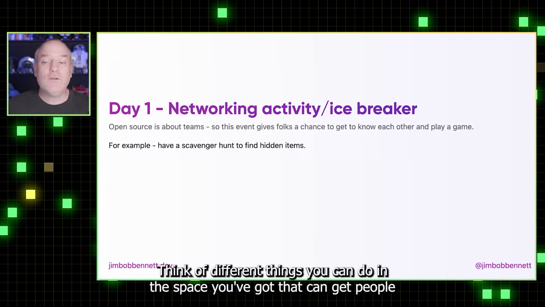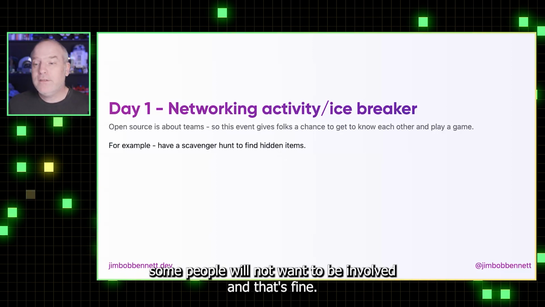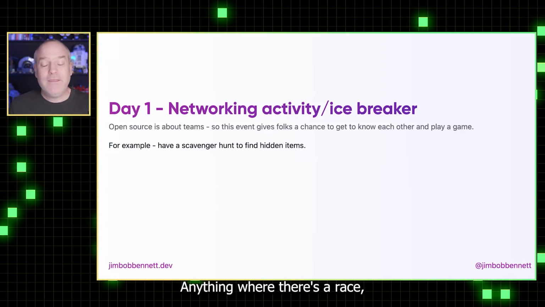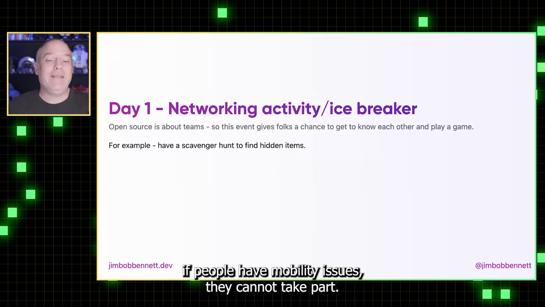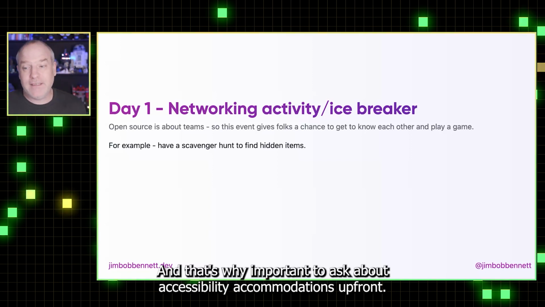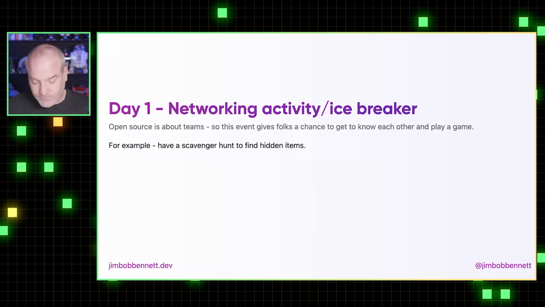Think of different things you can do in the space you've got that can get people to interact with each other a little bit. But also be mindful, some people will not want to be involved, and that's fine. But also think about accessibility issues as well. Anything where there's a race, if people have mobility issues, they cannot take part. So that's why it's important to ask about accessibility accommodations up front, so you can structure the network activities based off the audience that you have.